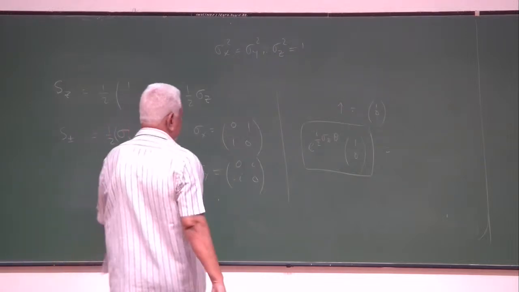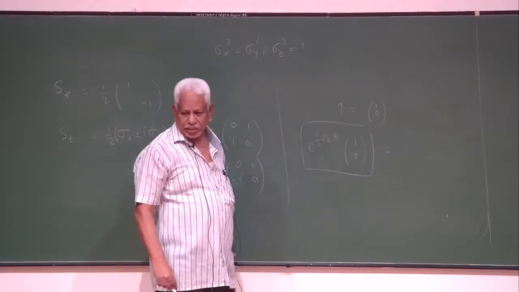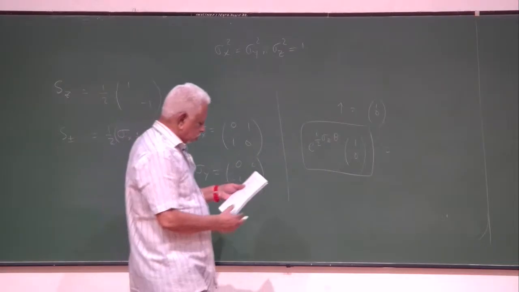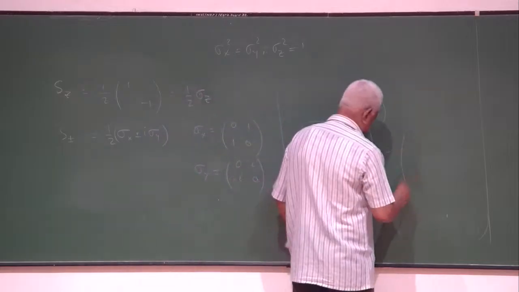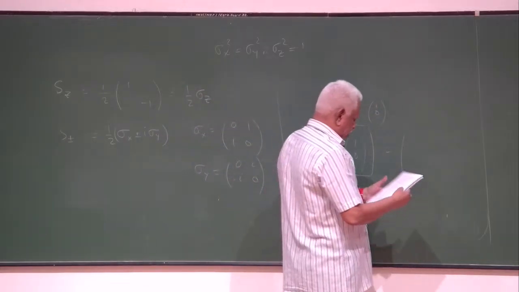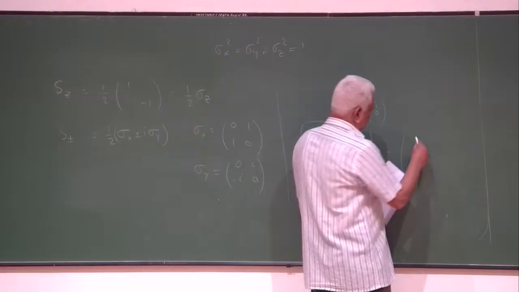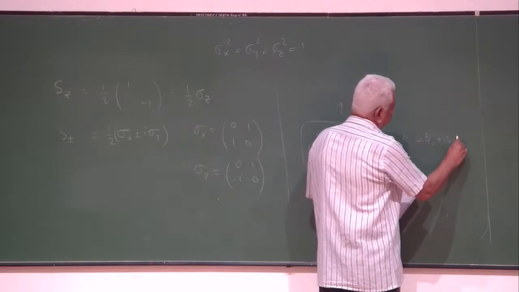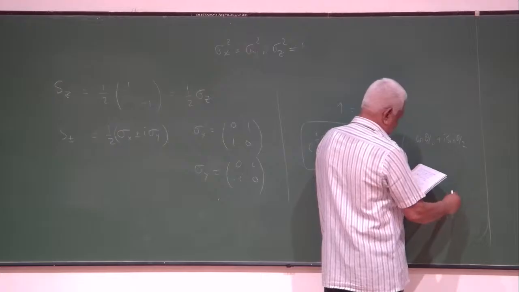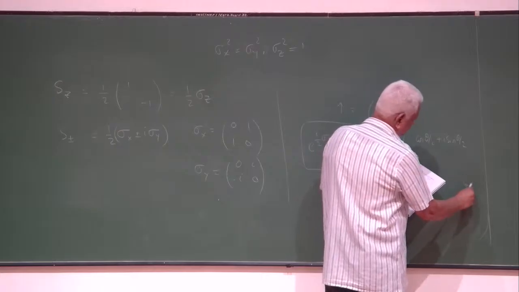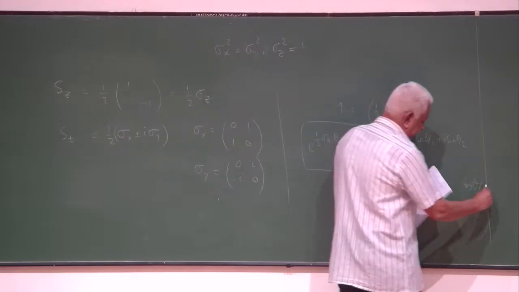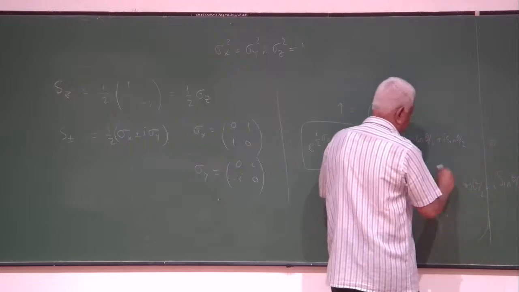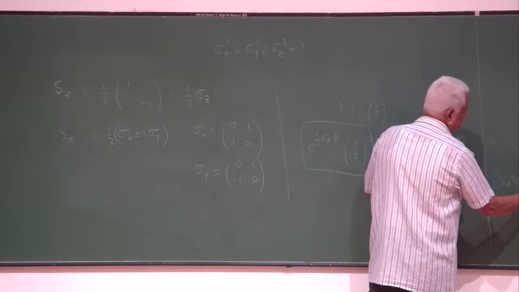I have taken only a simple example here. You can do an arbitrary angle also. This will turn out to be equal to the matrix: cos theta by 2 plus i sin theta by 2, cos theta by 2 minus i sin theta by 2, 0, 0, multiplying 1, 0.